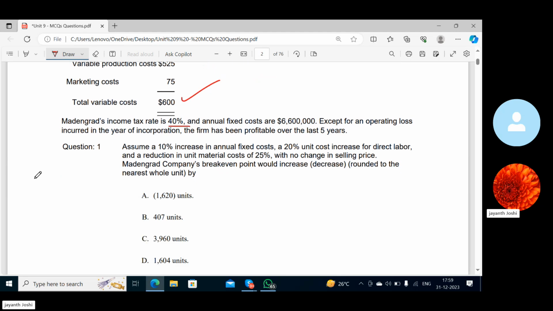Maddengrad's income tax is 40% and fixed cost is this. Except for an operating loss incurred in the year of incorporation, the firm has been profitable over the last 5 years. Now what are they asking? Assume a 10% increase in annual fixed cost. They are saying that, let's assume that the fixed cost has increased by 10%, right? 10%, yes. So 6,600,000 into 1.1. This is 10%.